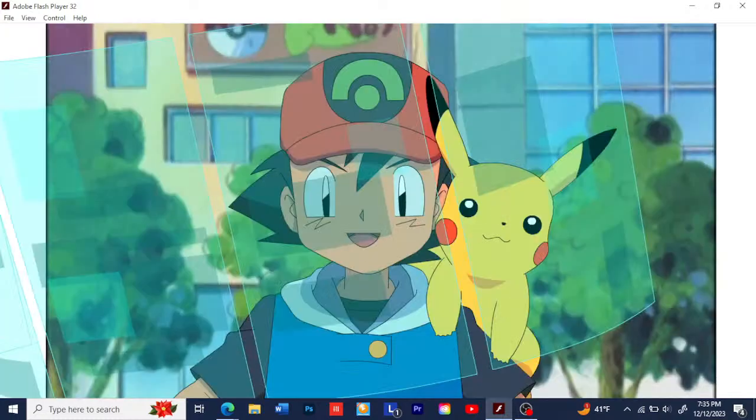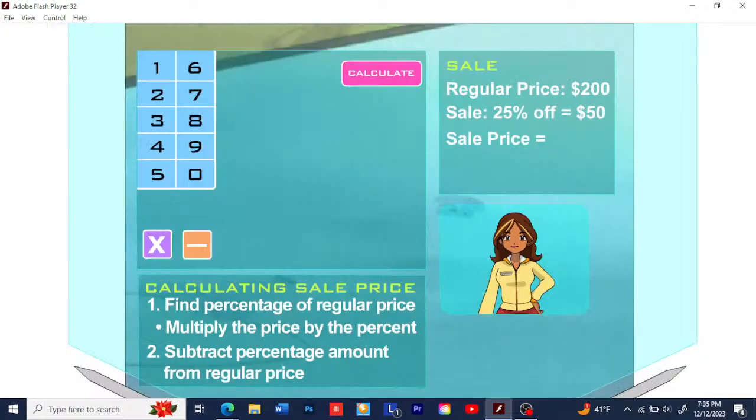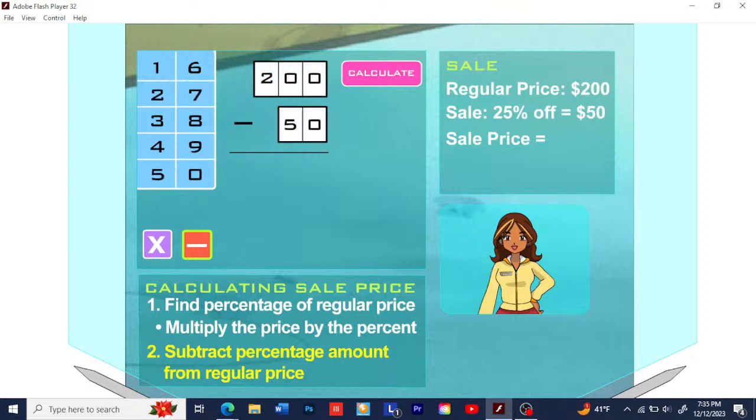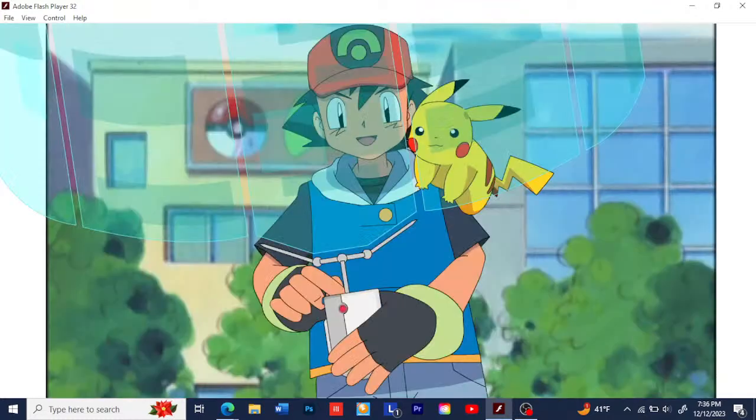But we still don't know the sale price. It's time for step 2. We have to subtract the percentage amount from the regular price to get the sale price. Remember, descent by the percent. In goes the regular price and the percentage amount that we have to subtract. Get the numbers straight, then calculate. So the price of a surfboard that regularly costs $200 but was on sale for 25% off would be $150.